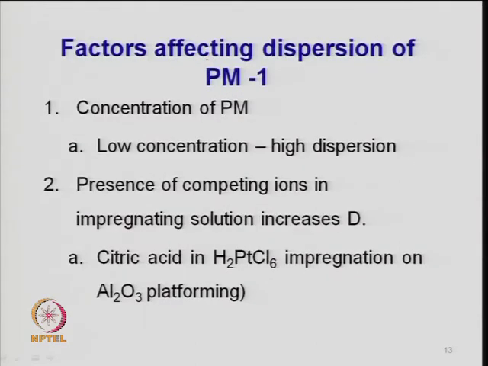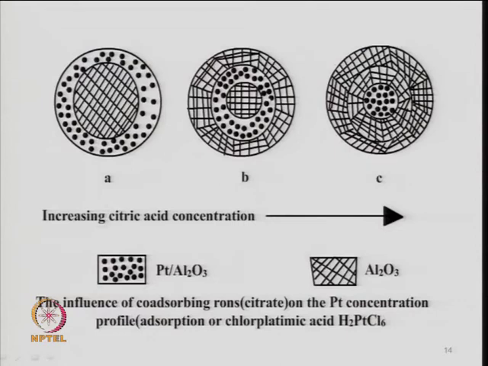So, concentration as I discussed earlier, and then this. These are important, and this is what is shown here, the increasing concentration of the citric acid. As you increase the concentration, finally you reach this level. This is your active platinum alumina inside, which will happen when you have a high concentration of the citric acid, and this is the case when you have a low concentration of the citric acid, right.